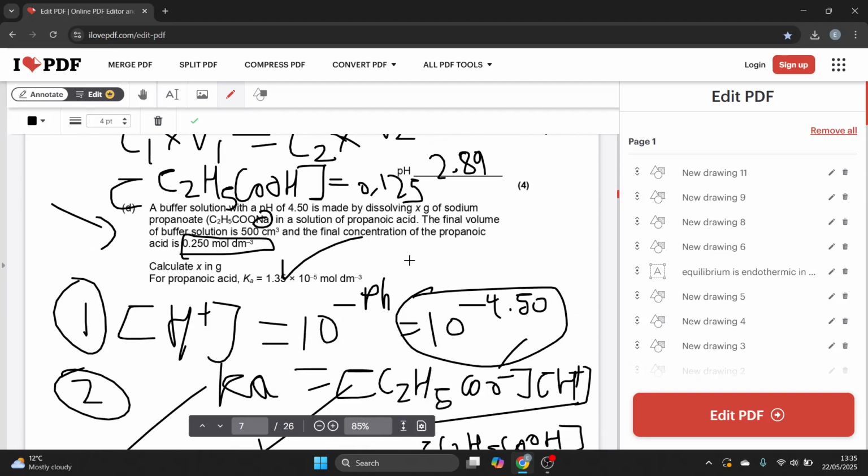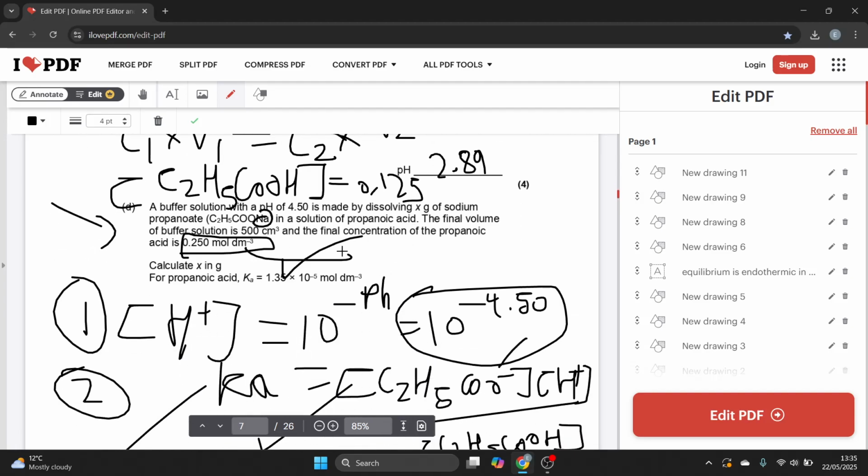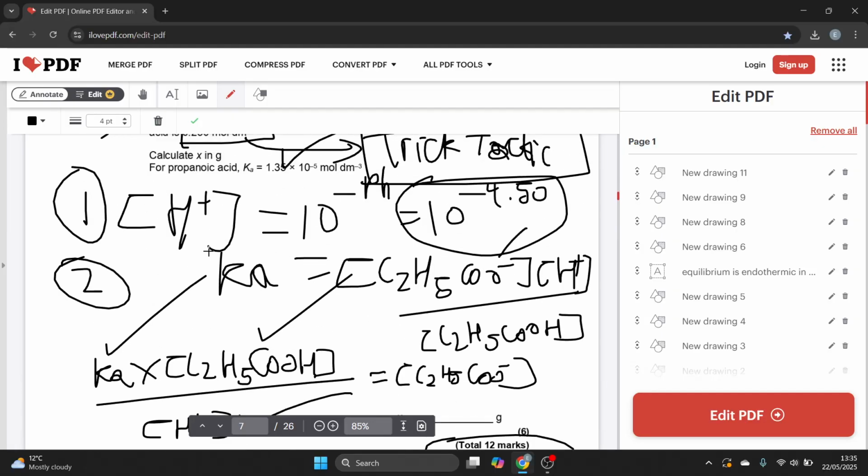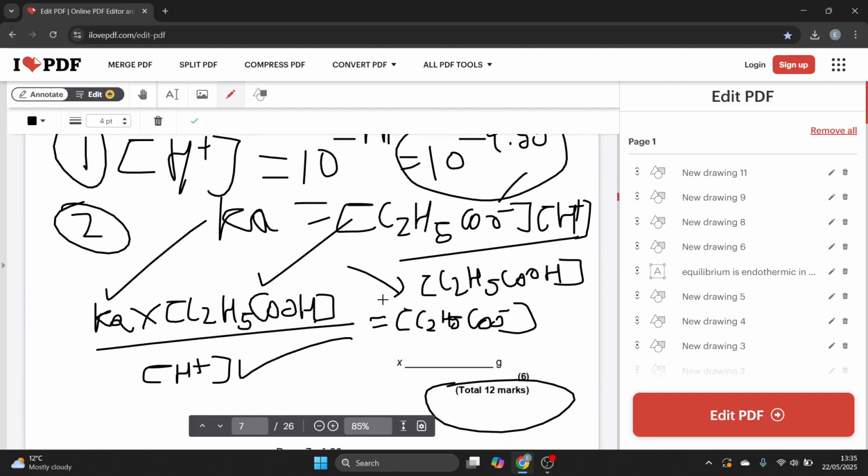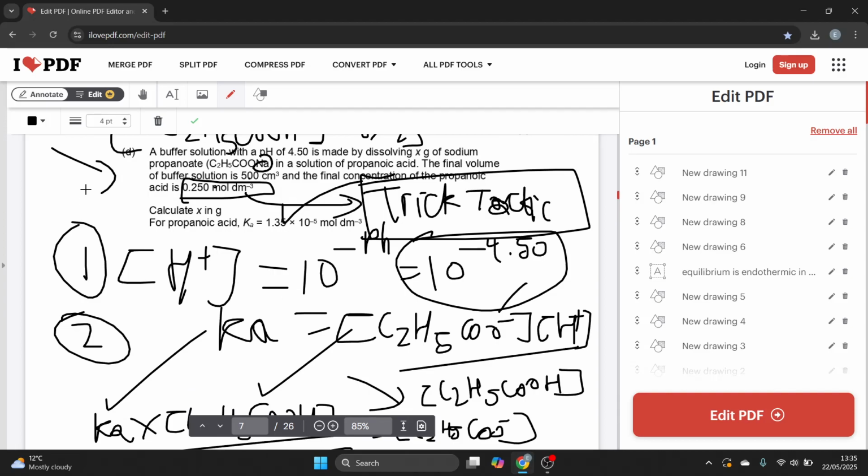What I would normally do if I've never seen this kind of question before is work out the moles, 500 by 1,000 times this. No, it tells you the concentration. It's basically a trick tactic to see whether you are reading the question properly or just following a method where you normally just work out the moles all the time. You've got the concentration of this, but I don't want the concentration, I want the moles. Then I can work out the mass.